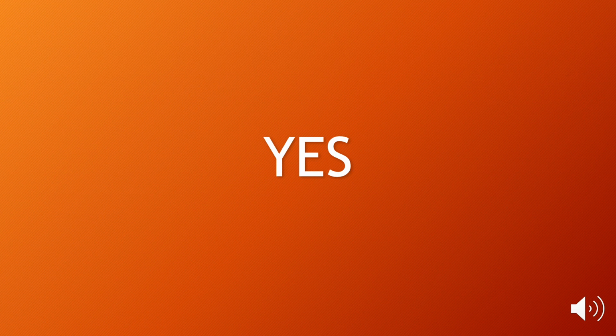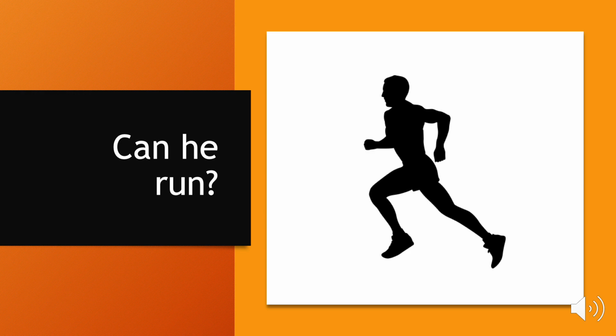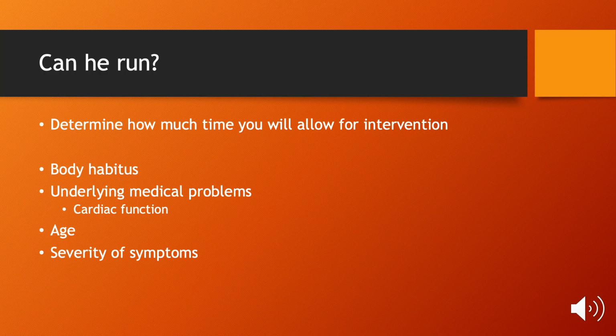If they have a rapidly reversible cause, the next question you're going to ask yourself is, can he run? You can look at a person and just say, what is the likelihood that that person can run up 3 flights of stairs? Or what's the likelihood that they can run around the block? You quickly have an answer to that question just by looking at someone. You get a good idea. This information will help you to determine how much time you will allow for intervention.